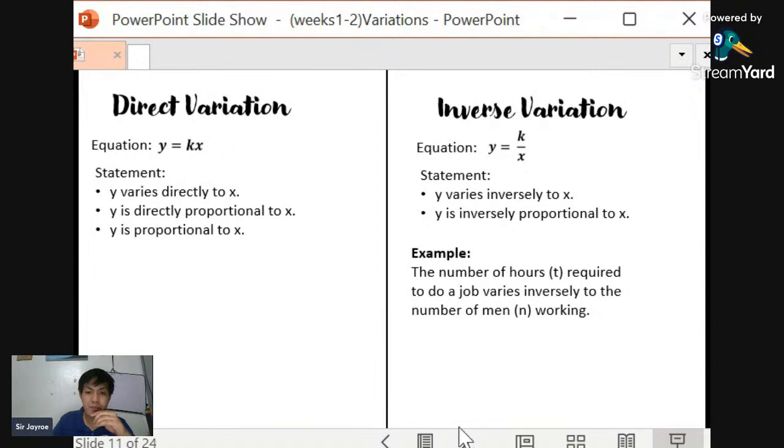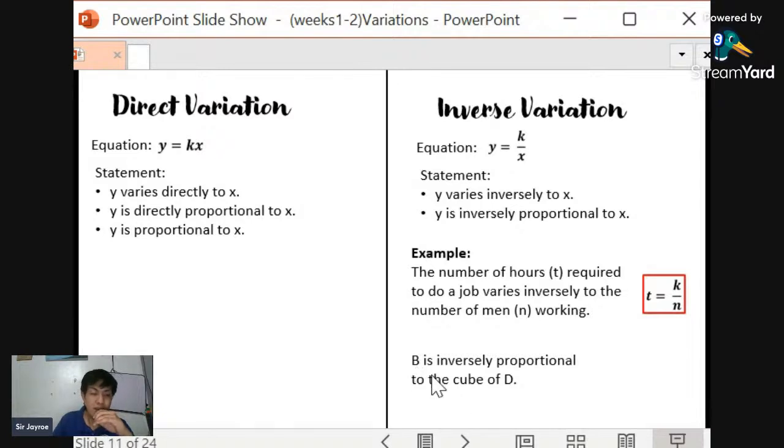So next. So that is the answer. T is equal to K over N. Okay, now, how about this? B is inversely proportional to the cube of D. Take note ha. Sabi ko kanina, kung capital ang ginamit, dapat capital din yung equation. So B is inversely proportional to the cube of D. So what is the answer here?